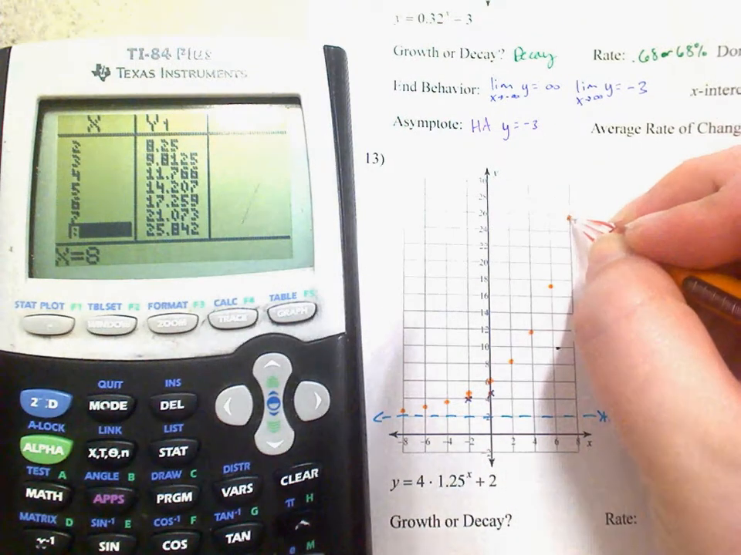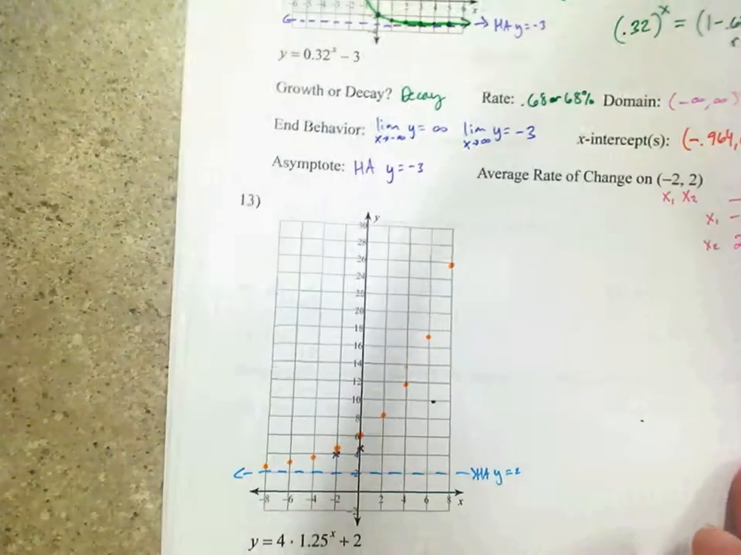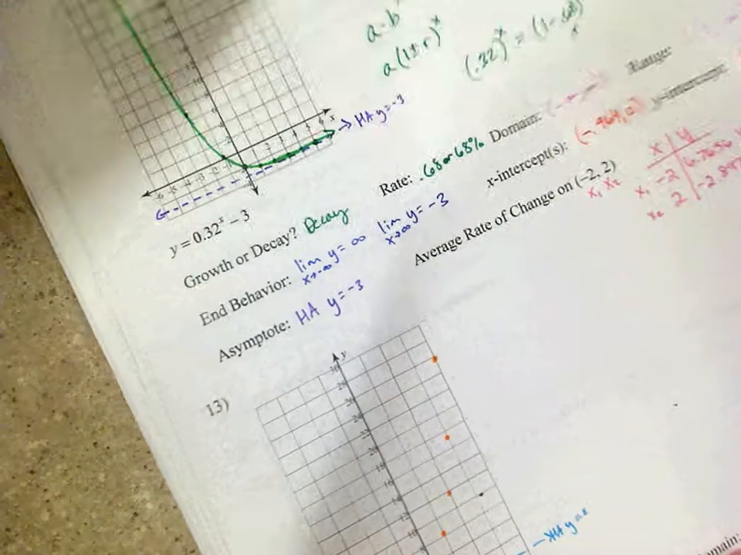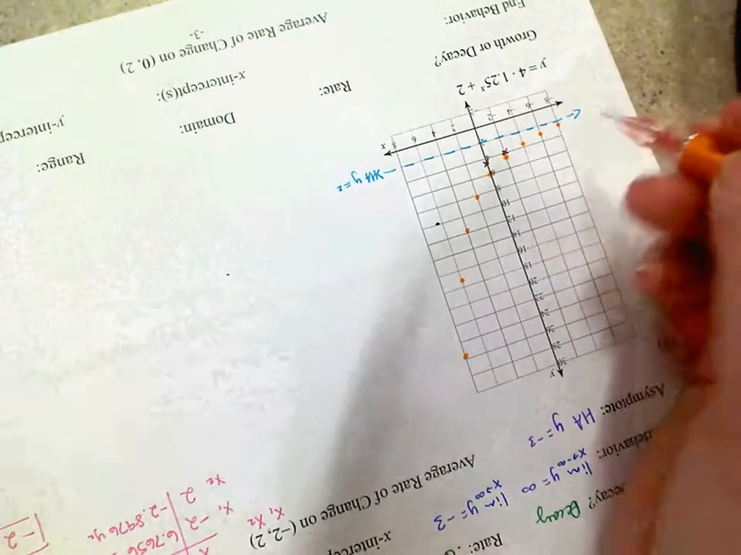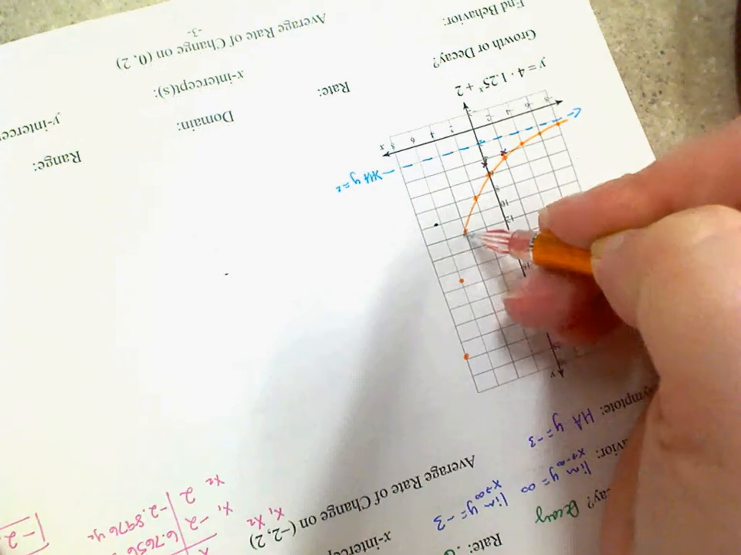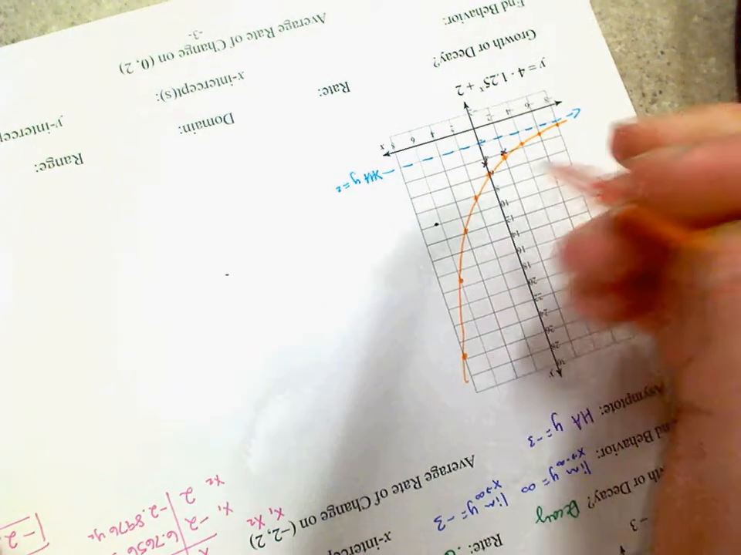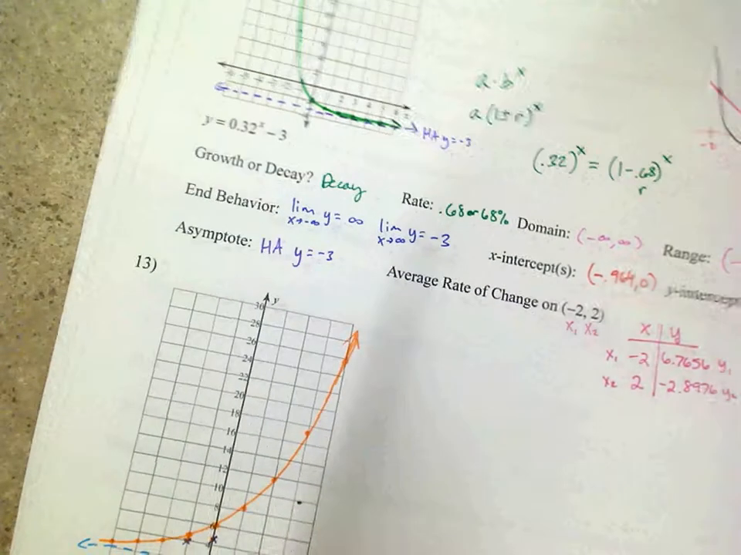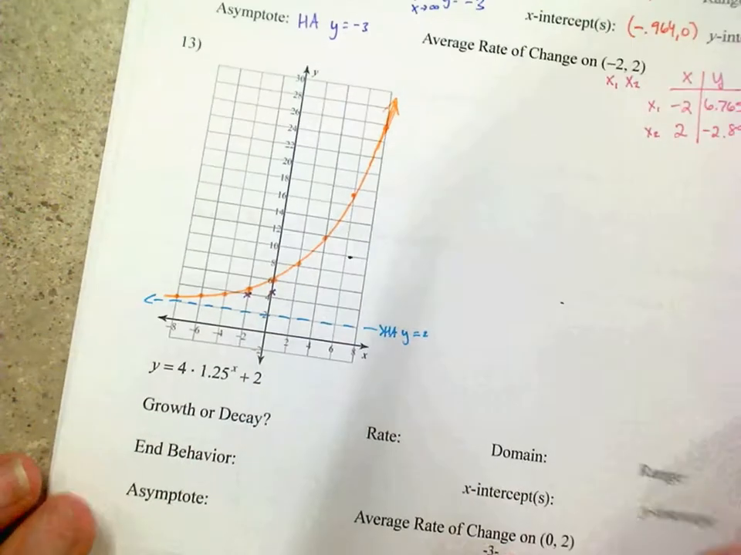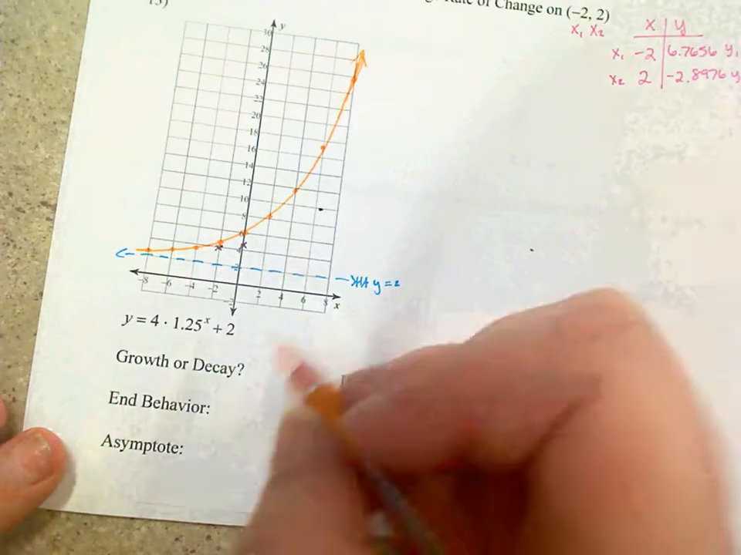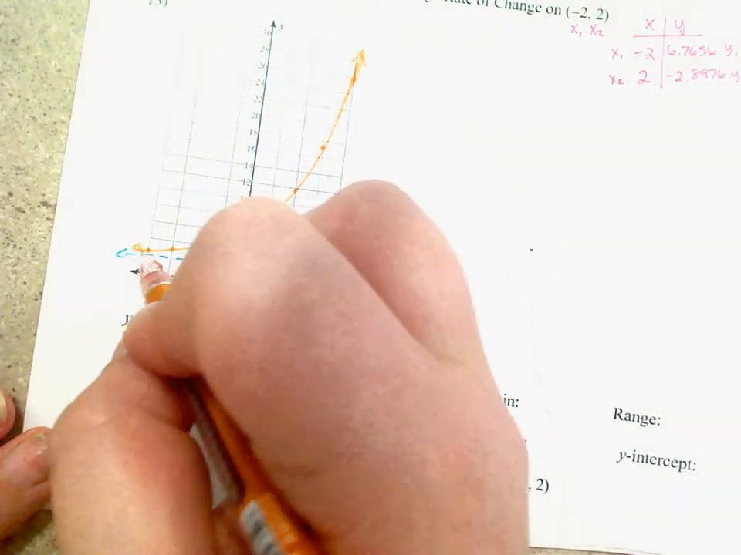All right. So we're connecting them. I'm going to twist it and make it easier for me to graph. Close enough. Okay. So here's my graph. And now we need to answer all the questions, or analyze it, I guess. Growth or decay? Well, from left to right it goes up. So this is definitely growth.